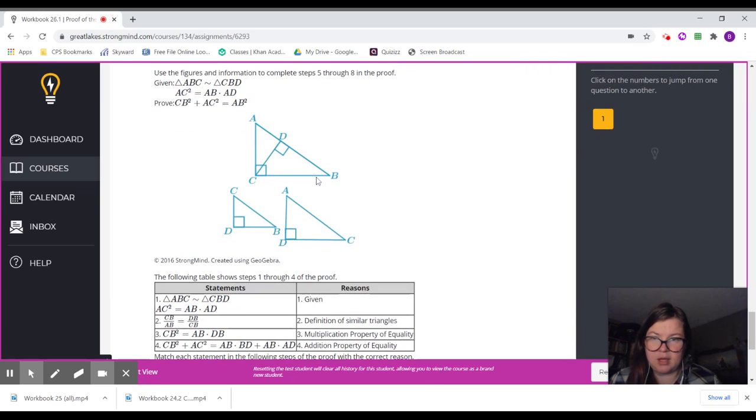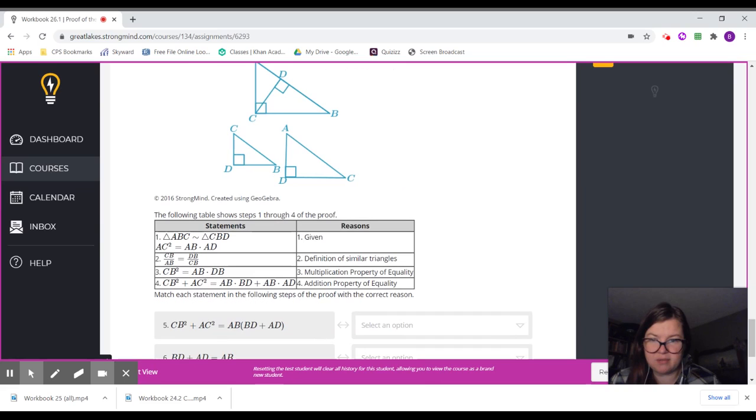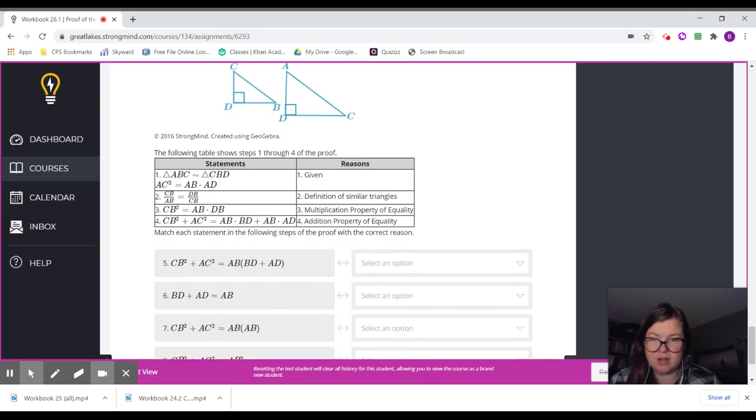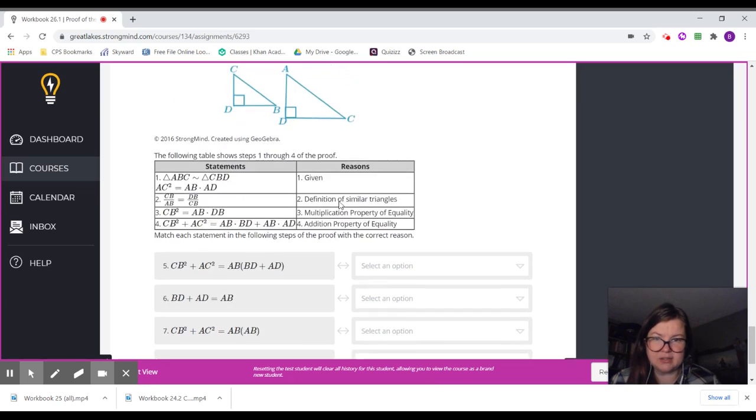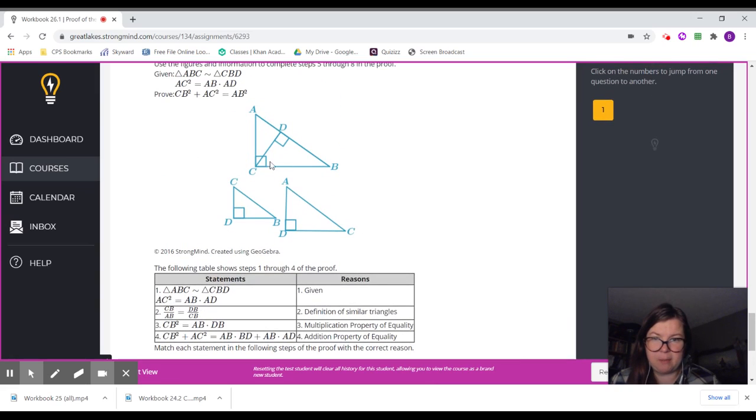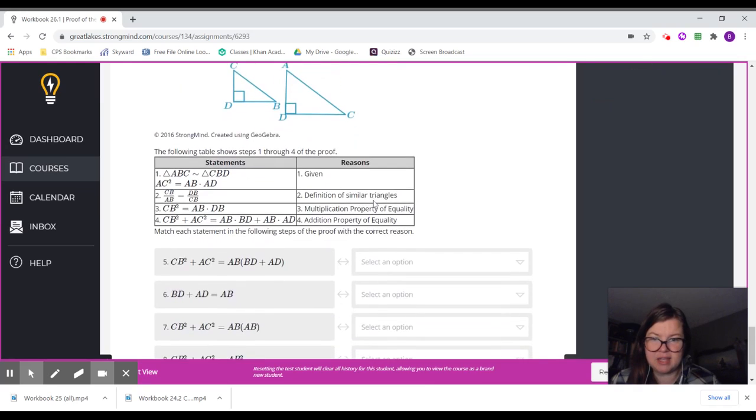Okay, and we're supposed to prove the Pythagorean theorem. So we have this, they're given. We talked about this stuff. So this is where they did a bunch of proportions, figured out this part, and then BD plus AD. So let's look at the picture. We have BD plus AD. Well, that makes up, that's angle addition.